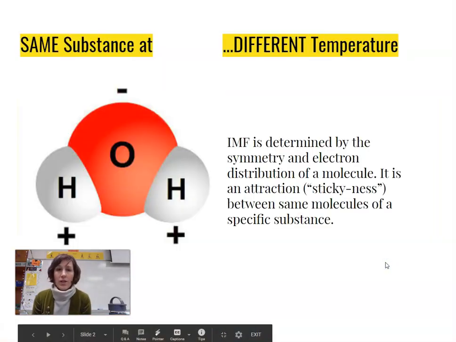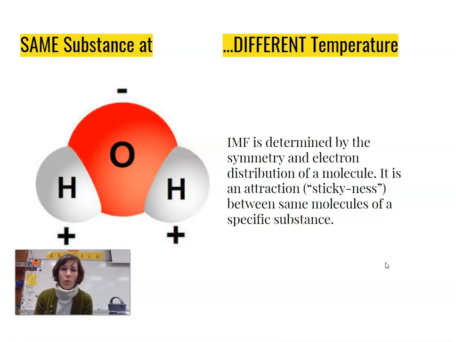Here you can see in the slide, we've got a molecule of water. Recall from this unit that water has a hydrogen bond IMF, because of the hydrogen and oxygen and the unequal sharing of electrons. So the first scenario we're going to look at today is the same substance, so molecules of water, but we're going to change the temperature and see what that does to the molecules of water and how that creates different states of matter.